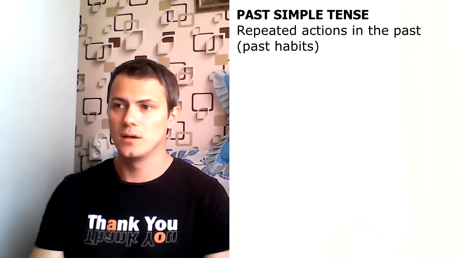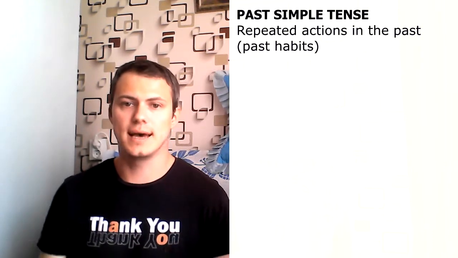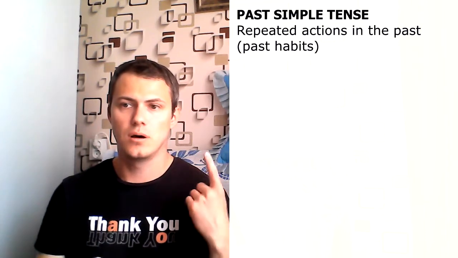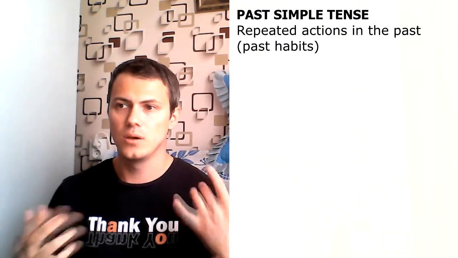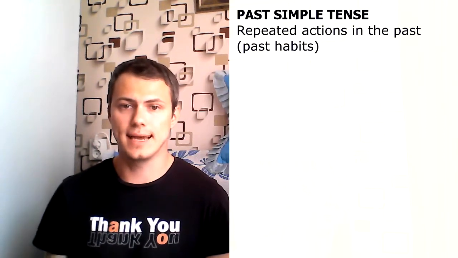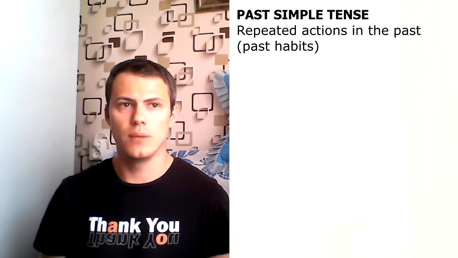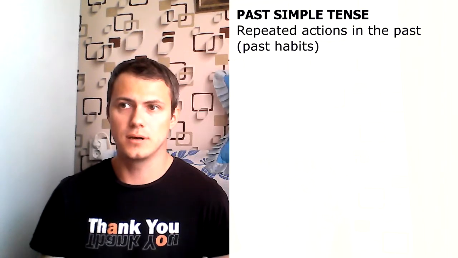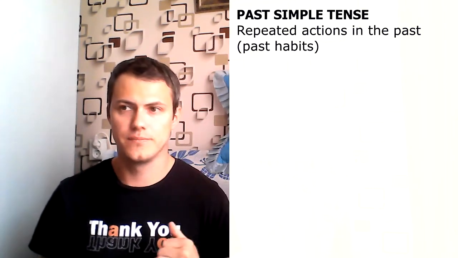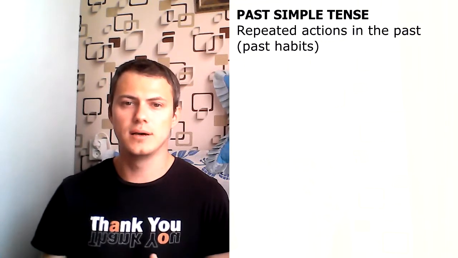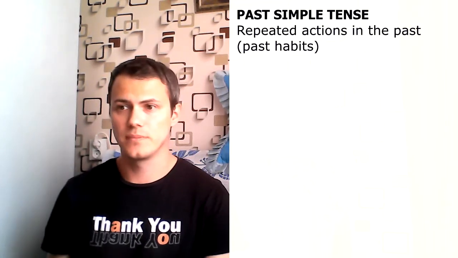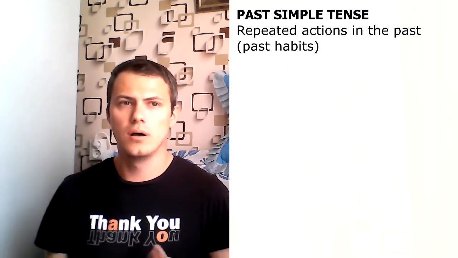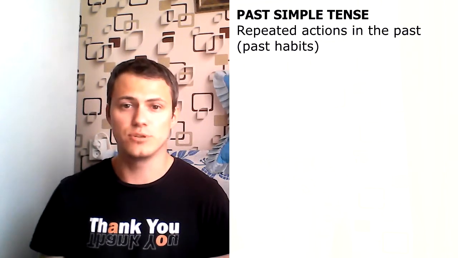tense. So, besides the main usage, just about one completed action in the past, we can use the past simple tense when we want to talk about repeated action that happened in the past. For example, it may be some habit that we had in the past, but now we don't have it anymore for some reasons.